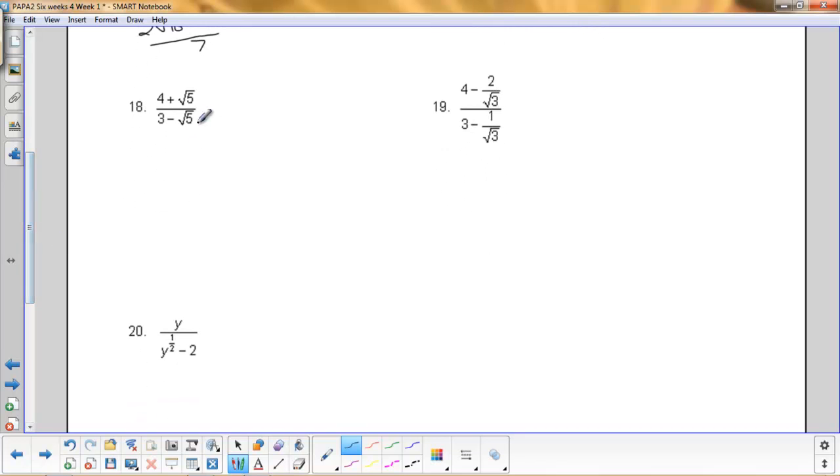Number 18, again, we'll deal with the conjugate. 3 plus the square root of 5 divided by 3 plus the square root of 5. You can see that the algebra is just getting more complicated as we go along.